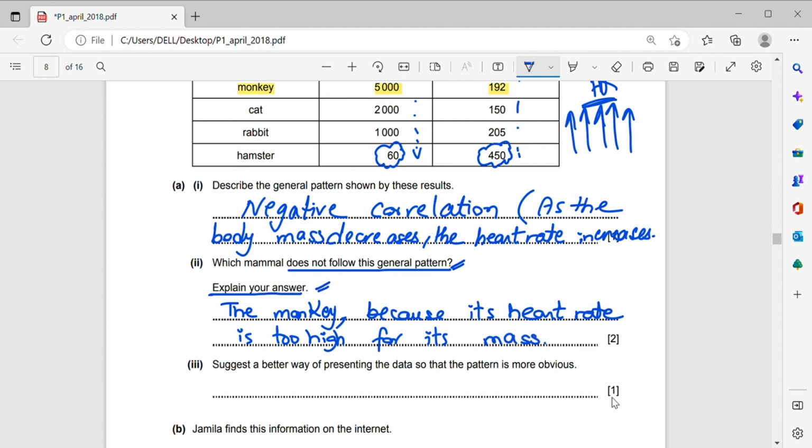Suggest a better way of presenting the data so that the pattern is more obvious or more clear. So we have here the data in a table. What can we do? We can do a line graph or a bar chart. It will give us more clear or more obvious results. So it could be a line graph or a bar chart.